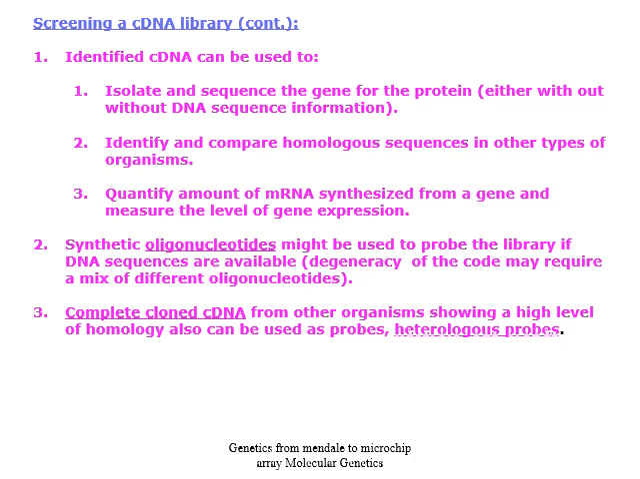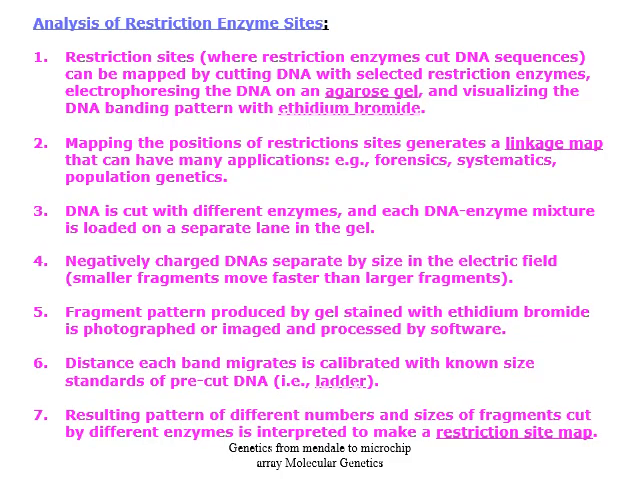Synthetic oligonucleotides might be used to probe the library if parts of the DNA sequence are available. Degeneracy of the code may require a mix of different oligonucleotides. Complete complementary DNA clones from other organisms showing a high level of homology can also be used as probes for heterologous protein. Analysis of restriction enzyme sites.